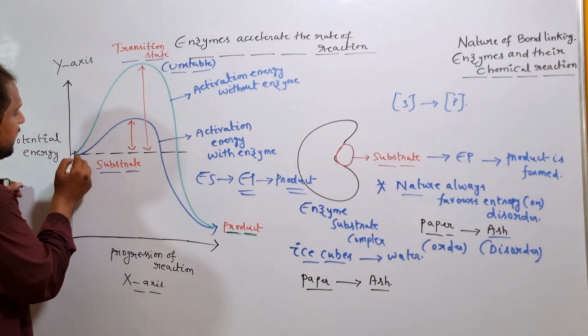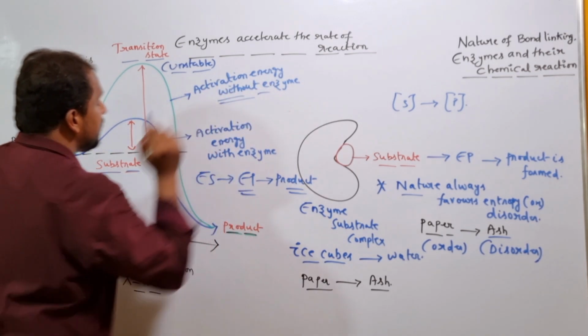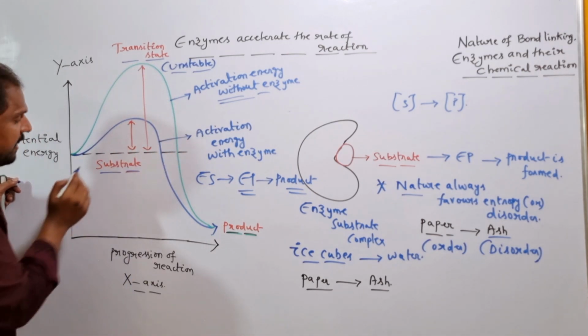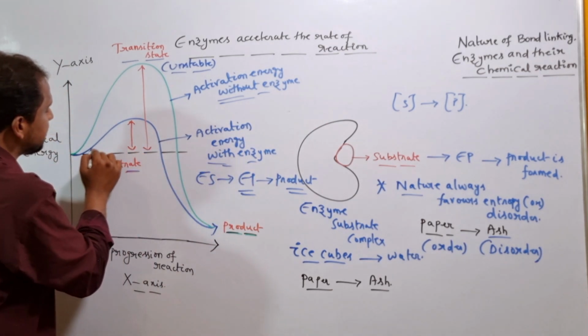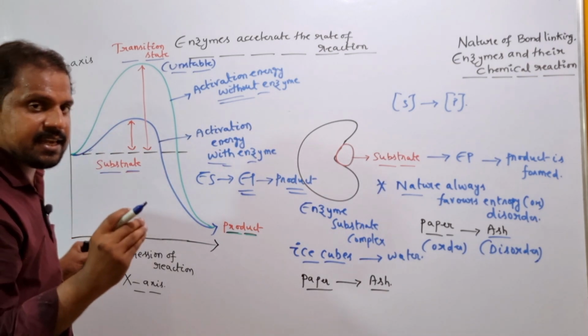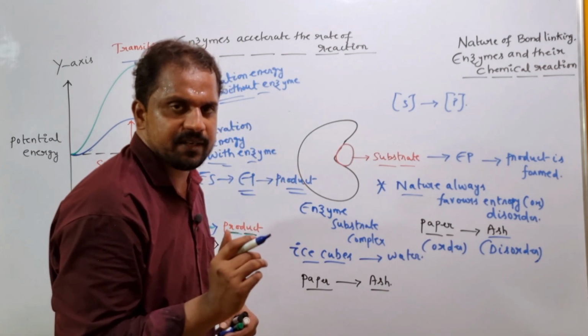If we look at this particular reaction, it took place in the absence of enzyme, so the activation energy has increased. But this particular reaction took place in the presence of enzyme, so the activation energy has decreased. So always, enzymes are capable of accelerating the rate of reaction by lowering the activation energy.